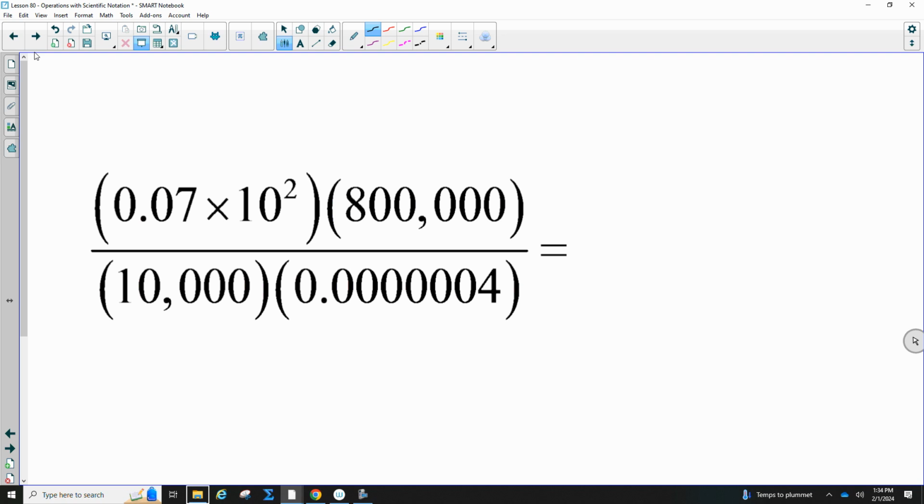Okay, let's make it a little harder. All right, that was just multiplying. Now let's multiply and divide, okay? All right. Go ahead and write that down, 0.07 times 10 squared. I'll give you a minute to write this one down. Times 800,000.